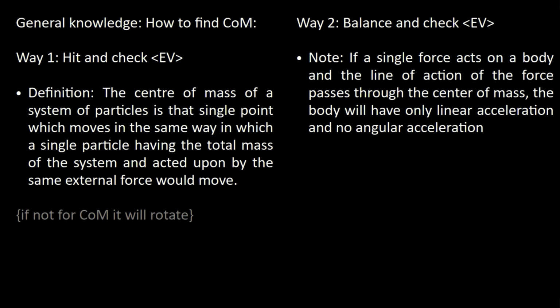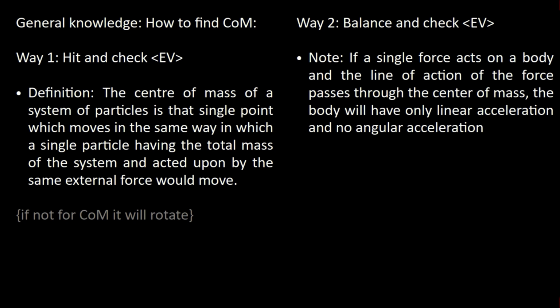So if I hit at that point, now you can read this and it makes more sense. The center of mass of a system of particles is that single point which moves in the same way in which a single particle having the total mass of the system and acted upon by the same external force would move. Now, way 2 is balance and check. If a single force acts on a body and the line of action of the force passes through the center of mass, the body will have only linear acceleration and no angular acceleration, right?